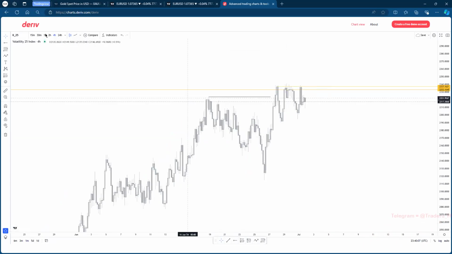Then how did I join this particular sell? Let me show us how I joined this particular sell. My stop loss was very little on the 1-hour time frame.